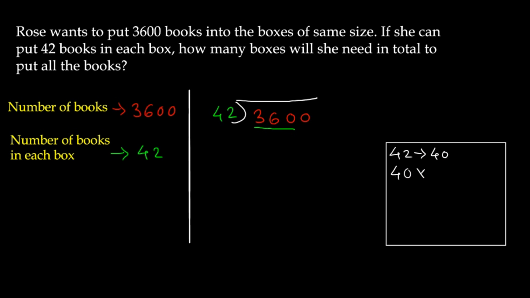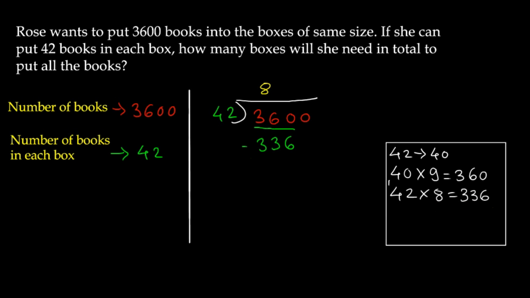Let's estimate. We know 42 is close to 40. And 40 times 9 is 360. That means 42 times 9 has to be greater than 360 because 42 is greater than 40. So let's try 42 times 8. That will give us 8 times 2 is 16, carry 1, and 8 times 4 is 32 plus 1 is 33. So 42 times 8 is 336. Therefore, 42 goes into 360 8 times. Means 42 times 8 is 336.